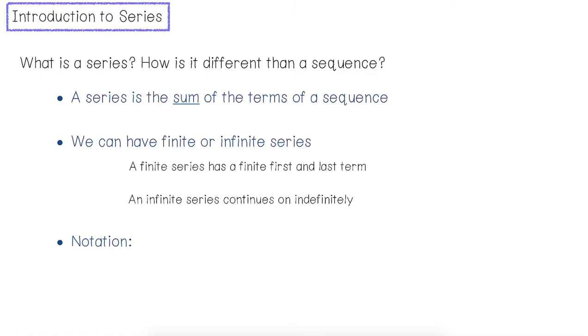There are two different kinds of series that we can have. We can have a finite series where we know the first and last term, or we can have an infinite series, which continues on indefinitely. For a finite series we use sigma notation, summation notation. A finite series example might look like this: the sum from n equaling 1 to 5 of, I don't know, 2 plus n over 3n minus 1. An infinite series, however, goes on forever, so we don't know what term it stops at.